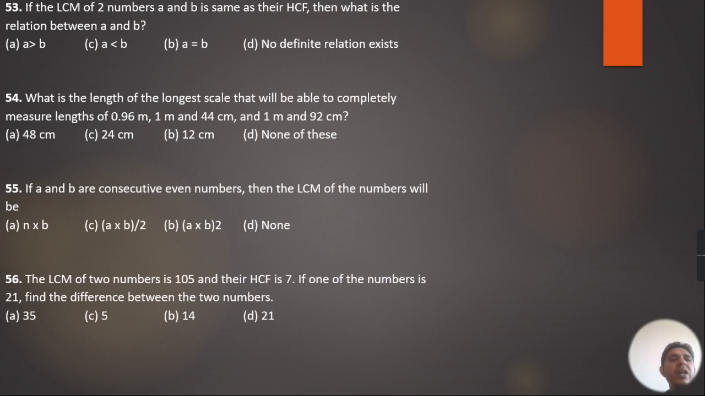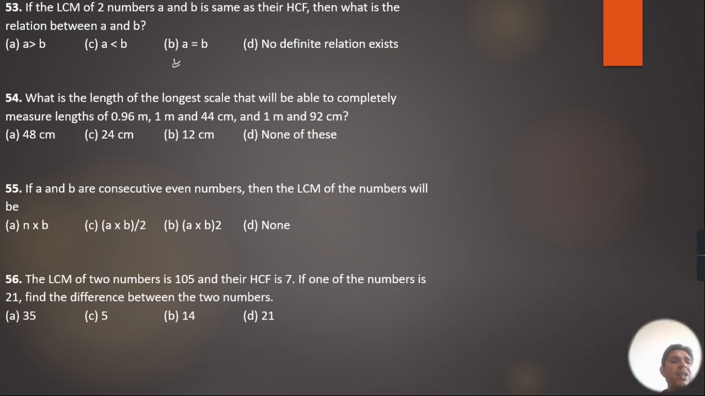And the question is, if the LCM of two numbers A and B is the same as their HCF, then what is the relationship between A and B? So if we check option A, A is greater than B, it depends upon the values of A and B. Second option, option C, A is less than B, again depends upon the values of A and B. A is equal to B if two numbers are the same.